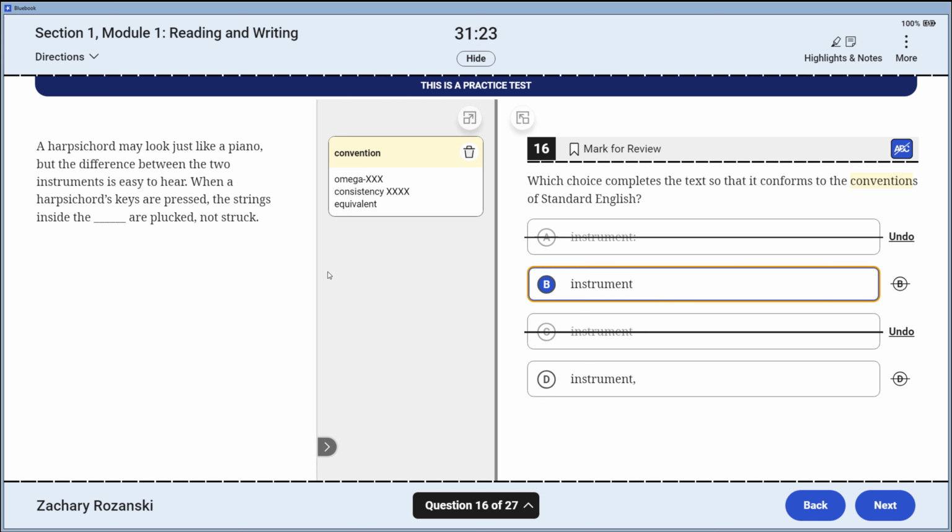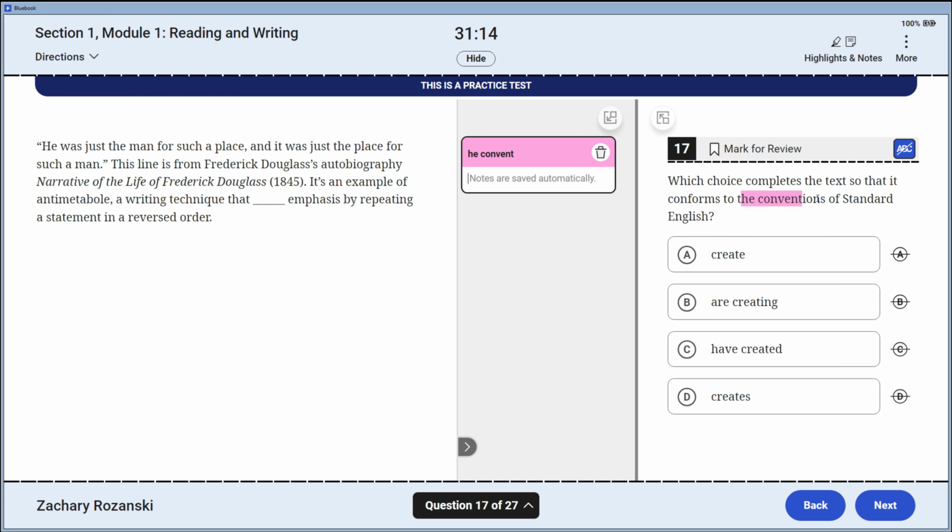I don't think you guys would pause here, and you shouldn't pause because strings is a subject, R is its verb, and we shouldn't separate those with a lone comma. Instrument gets our pick. Conventions, next question.